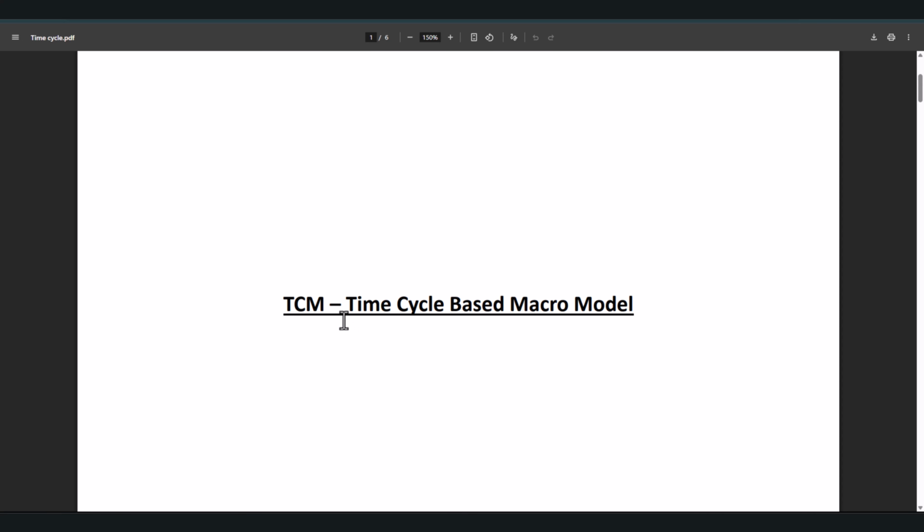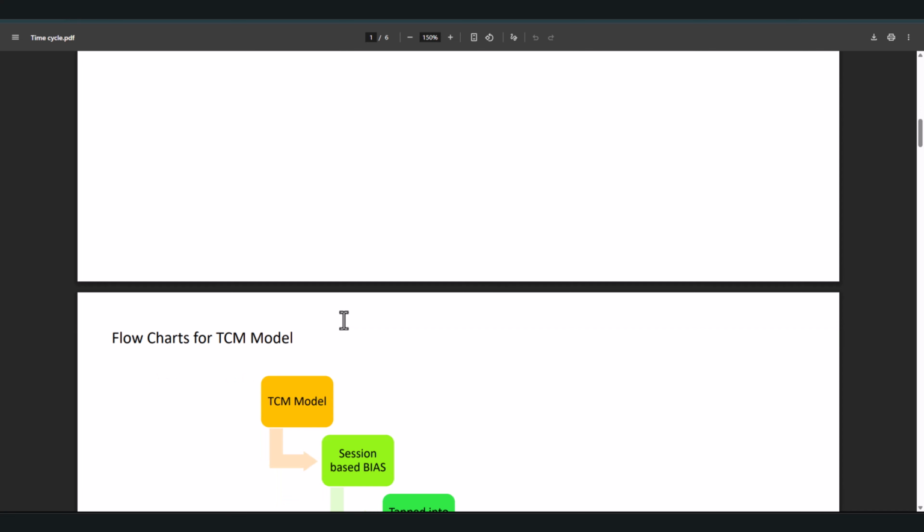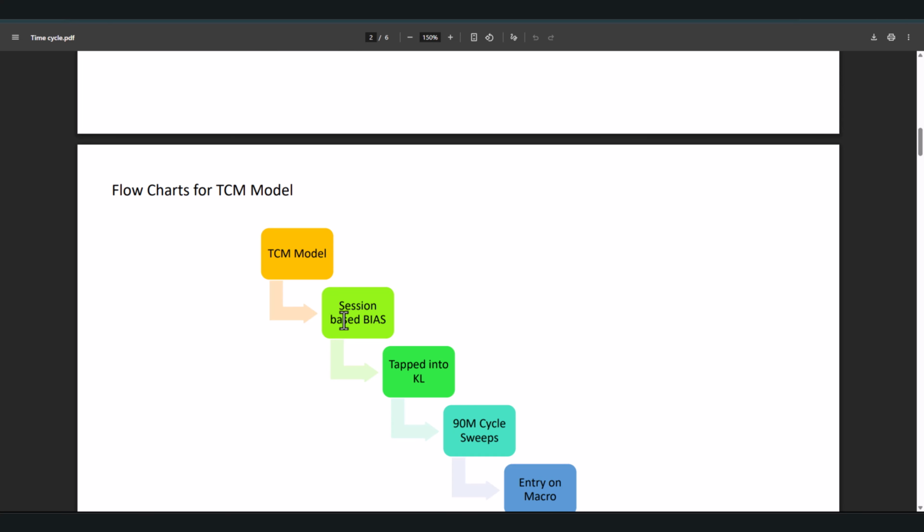You already know about my TCM model. If you don't know, then I suggest you watch my recent video about my TCM model. But here I will describe my TCM model in short.